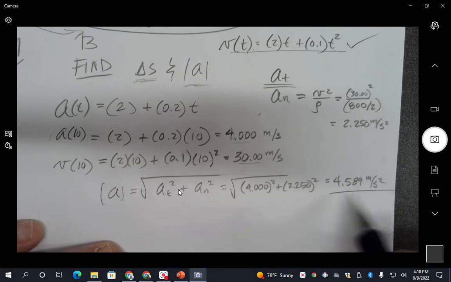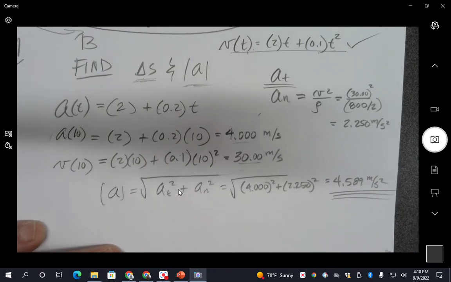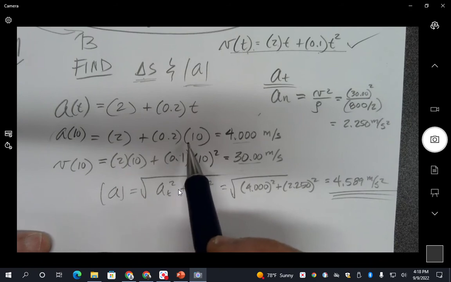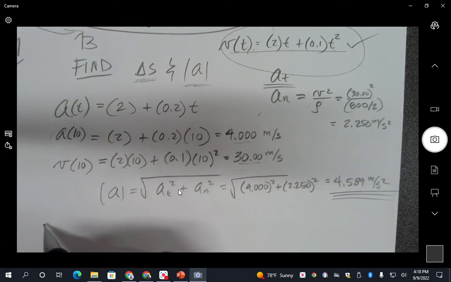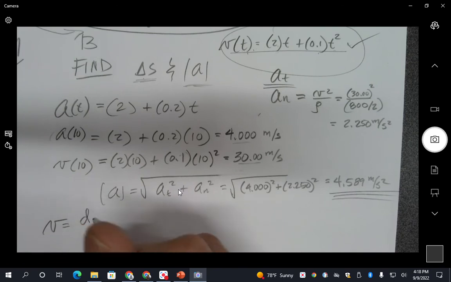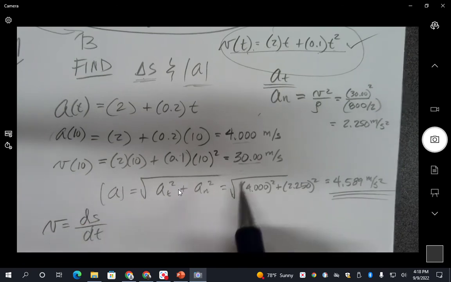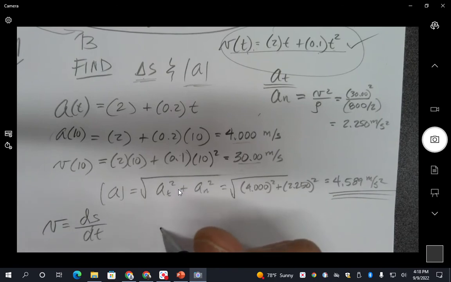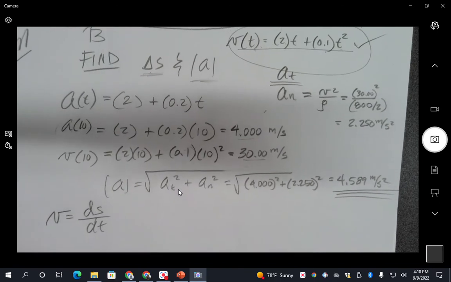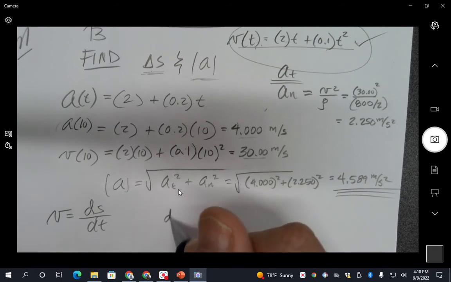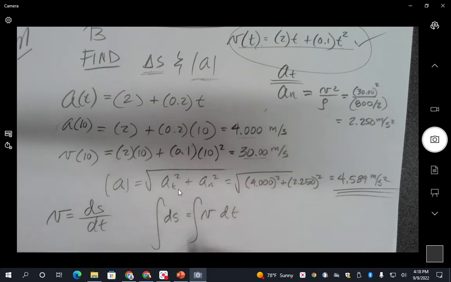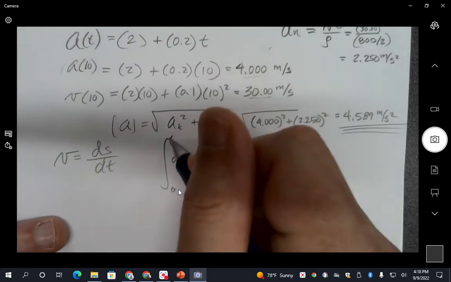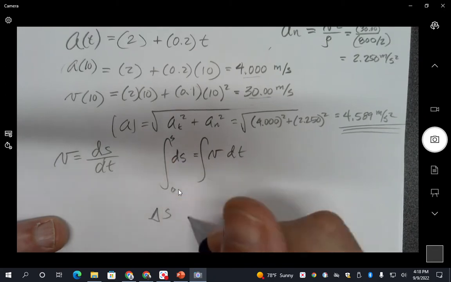So we solved that one, but I also wanted to find delta s. So now we have to come back to the thing that we had started with and find out what position is. We remember that velocity is equal to ds/dt. So you just have to take the integral of the velocity equation. So we say ds is equal to v dt, and we know that's just going to be delta s on the other side.